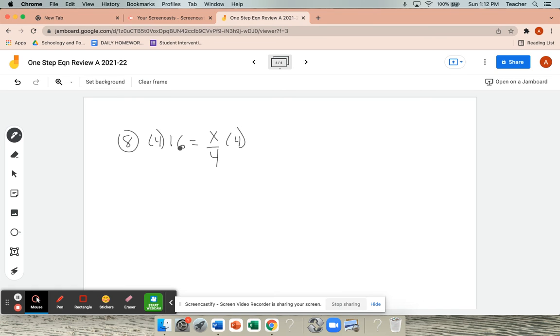So you get 4 times 16. You might have to do this over here. 64. So you get 64 equals x. These cancel out. Now let's do another one. These examples should help you with everything on your worksheet.